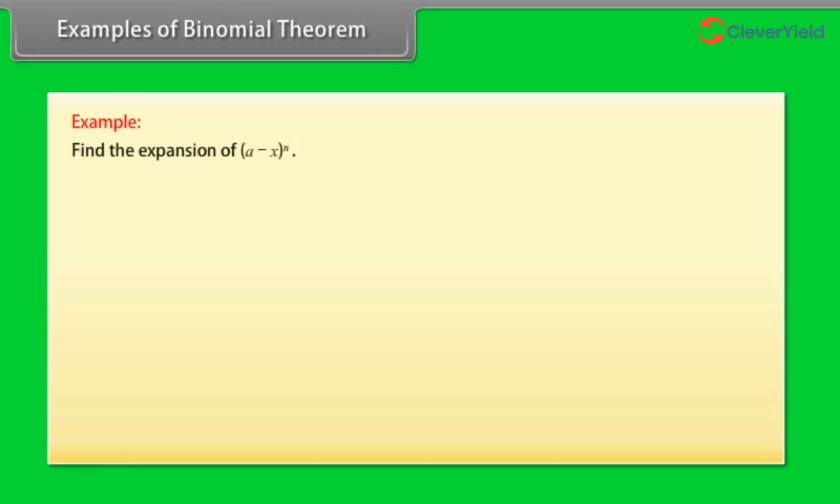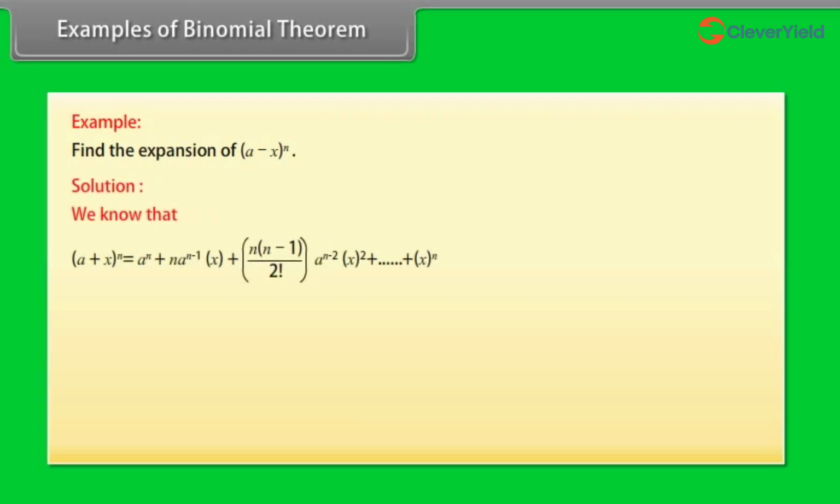Examples of binomial theorem. Example: find the expansion of (a - x)^n. Solution: we know that (a + x)^n is equal to a^n + n a^(n-1) x + n(n-1)/2! a^(n-2) x^2 and so on up to x^n. Put x = -x in the above expansion.